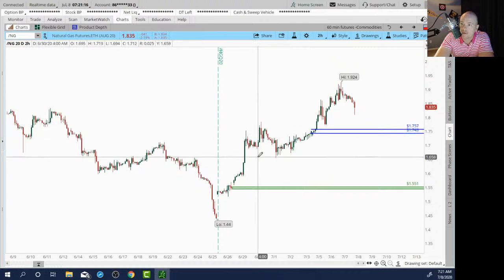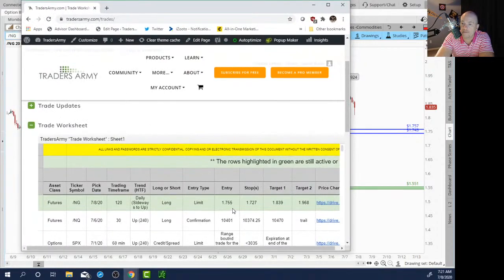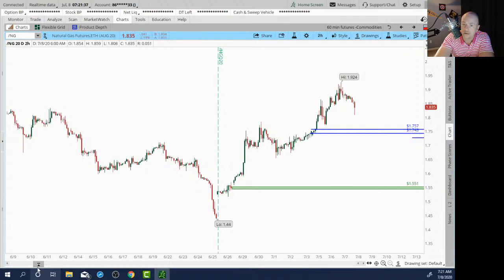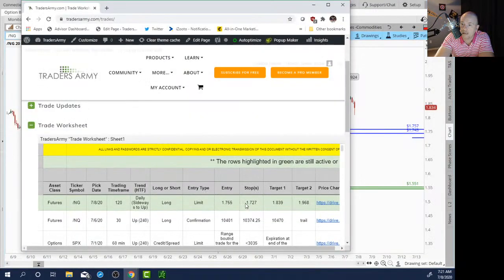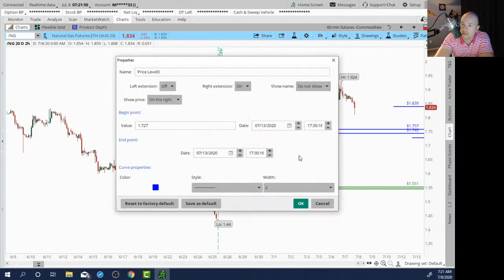So it's this level right in here. For those of you not knowing what I'm referring to, it is in the trade worksheet. Our entry that he's got here is 1755, stop at 1727. So we're giving it a stop all the way down to here, with a target one at 1839. So target one up in here. Okay, let me change that to red.